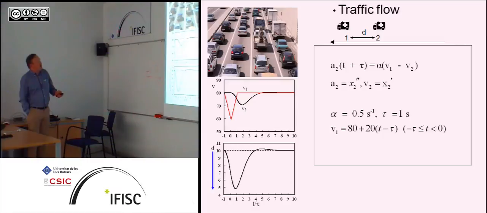Driver number two is going to respond to this drop of speed, but after a reaction time of tau, which is in this case 1 second. So nothing happens for 1 second, and then suddenly it reacts and gives this oscillation. The distance between the two cars dramatically decreased from 10 to almost 5 meters. Note that you have this decaying oscillation.